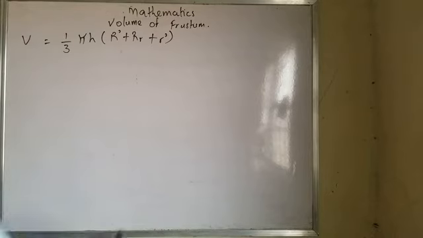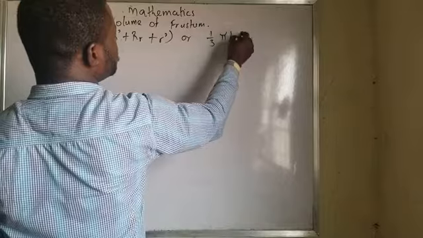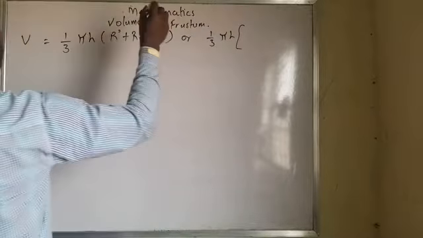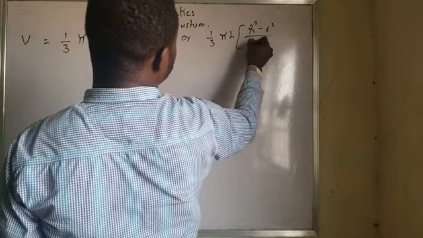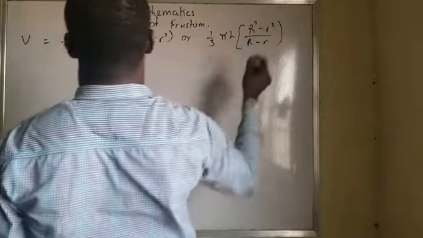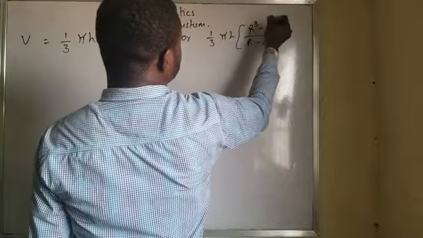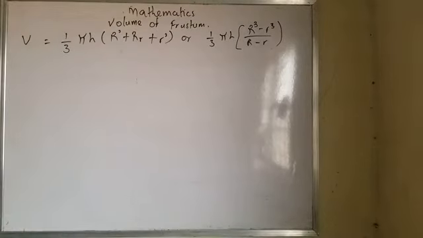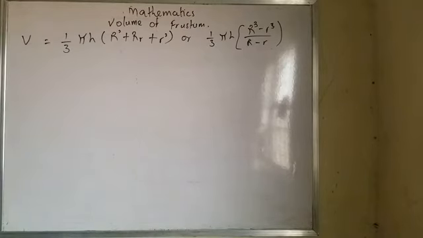Now, some people make use of 1 over 3 pi h bracket of R cubed minus r cubed divided by R minus r. No, the cube is cube. Either of the two works. But me, I'm more comfortable with this down one.